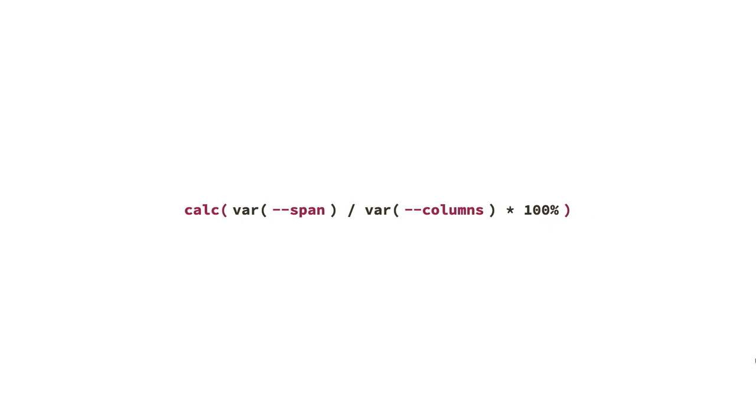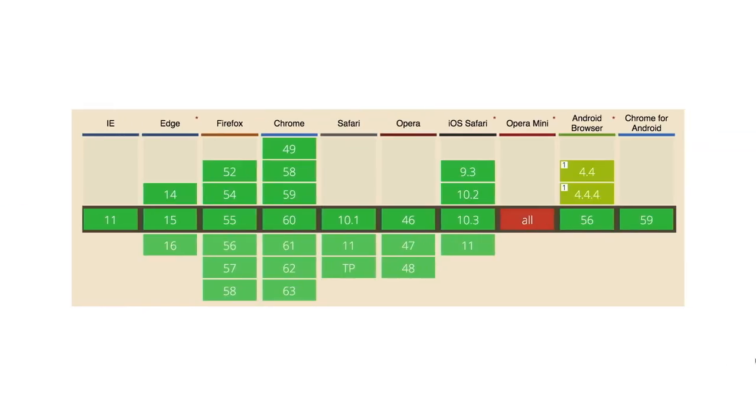And you can do something like this. Here's a grid system where you can use your old language. The variable span divided by the variable columns times 100%. It's that same math problem. You can put it in there like that. Calc is supported even more.